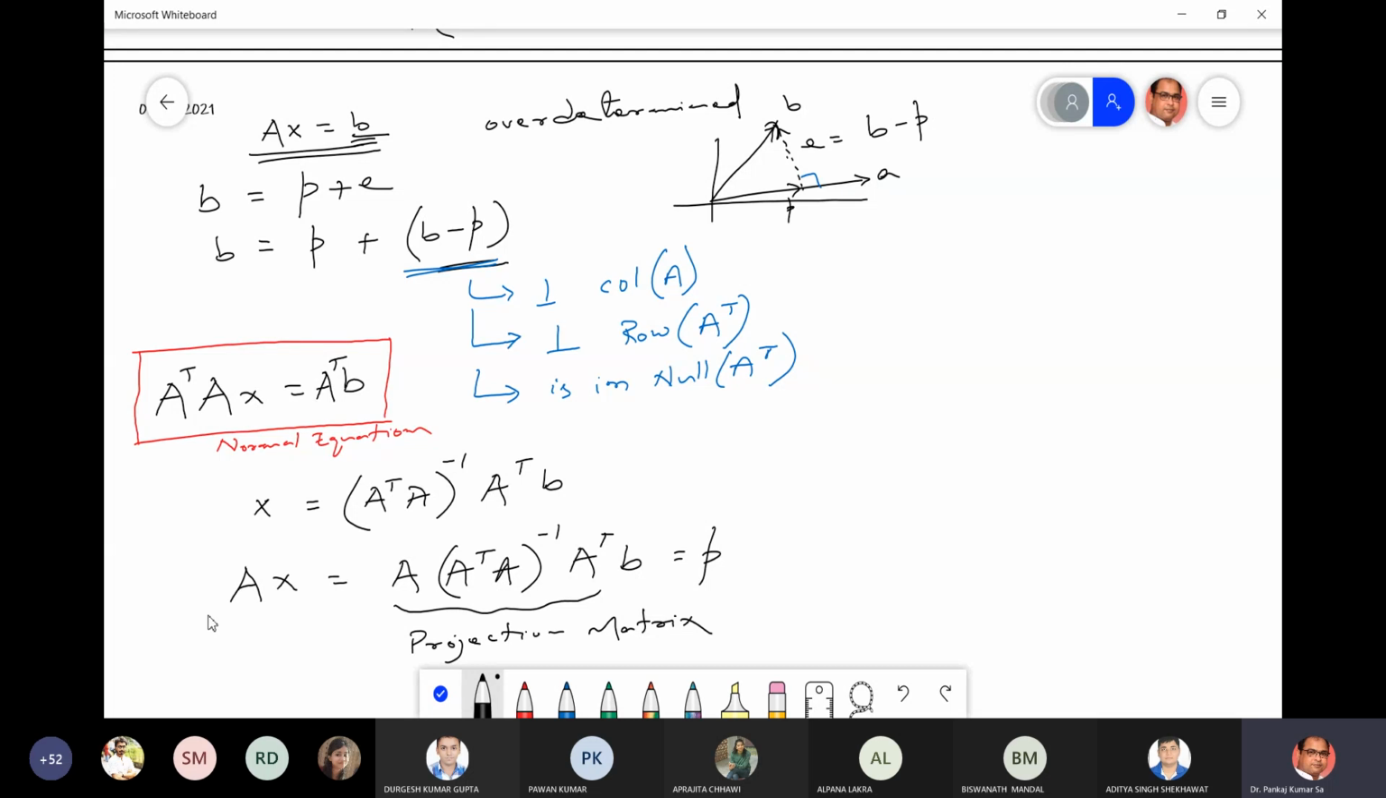But then there can be another interpretation of this. There can be another interpretation. Let us look at that interpretation also.